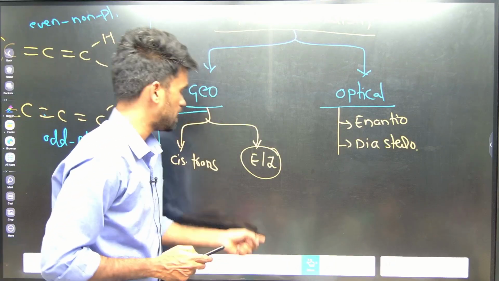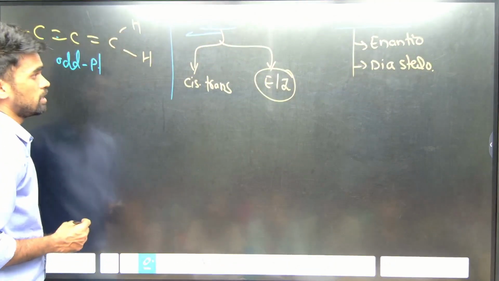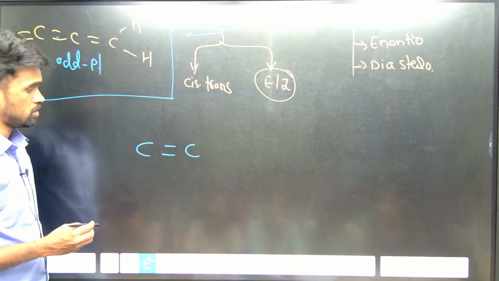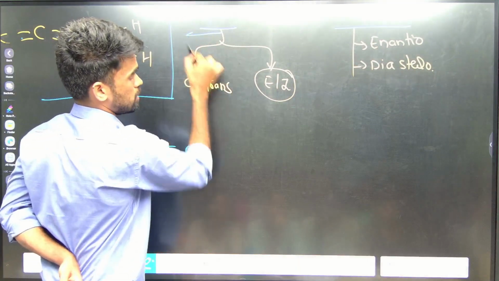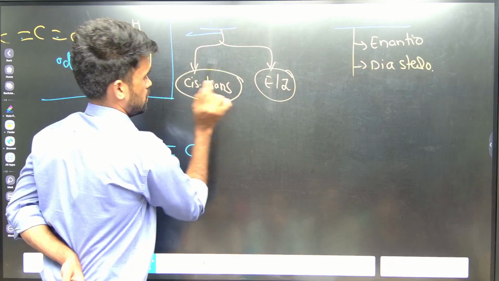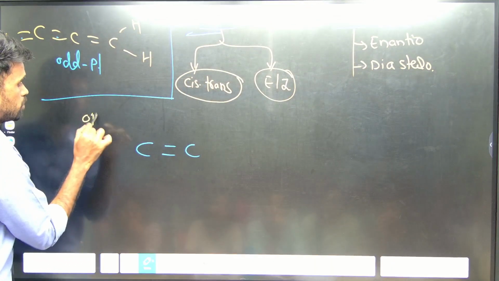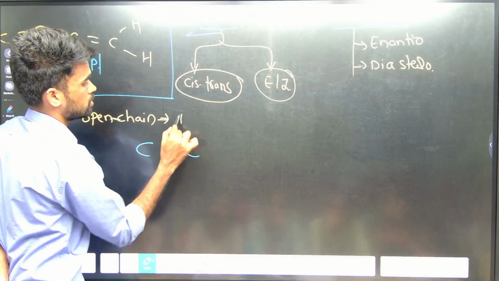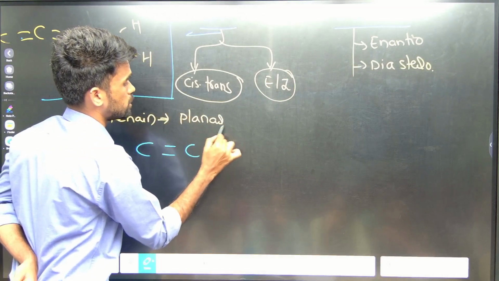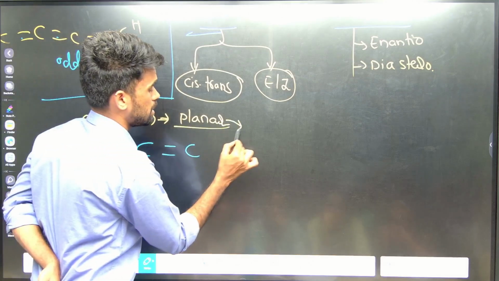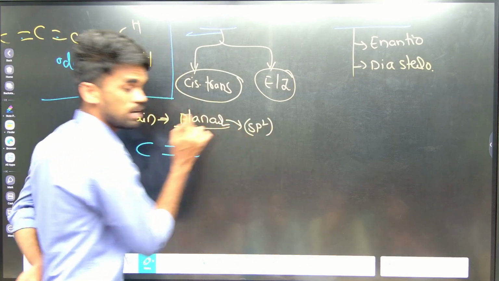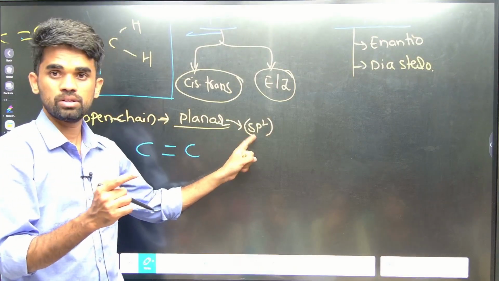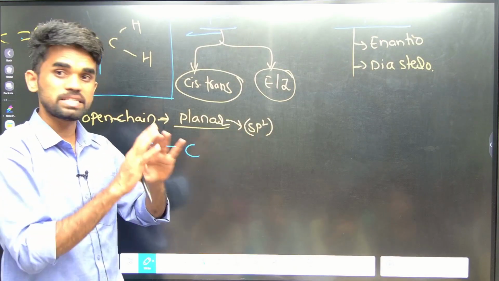Okay, first of all, what does cis-trans mean? See, two carbons are there. In order to show geometrical isomerism, like cis-trans, in open chain forms, they should be planar. Planar means sp2 hybridization should be there, not linear, not sp hybridization. What should they have? sp2. sp2 means trigonal planar, right?